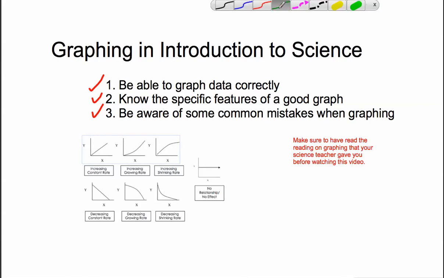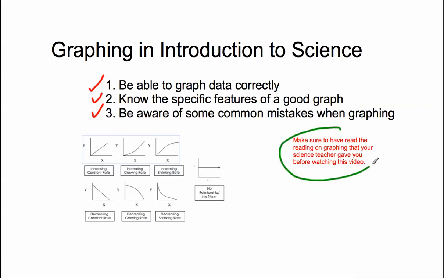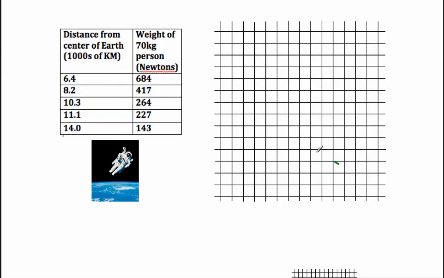Now make sure before you watch this video that you've had a chance to read the graphing reading assignment that your teacher gave you. All right, let's get on with it. We're going to graph, as an example, some data on what the weight of a person would be at different distances from the center of the Earth. This will give you some insight into some things about weight and gravity that you might not have had, but mostly give us an example to talk about graphing.